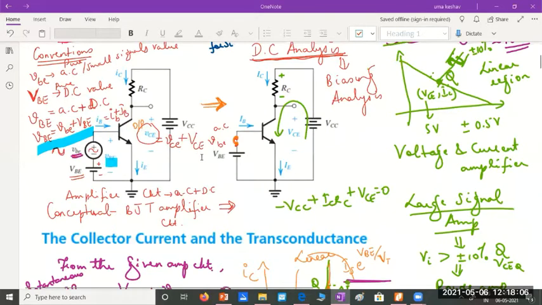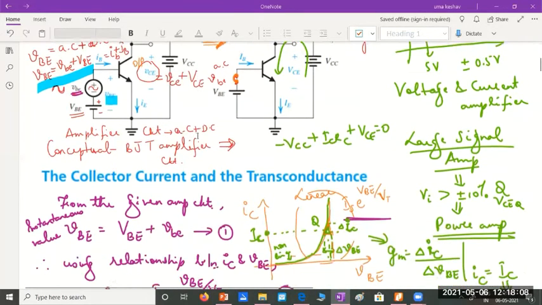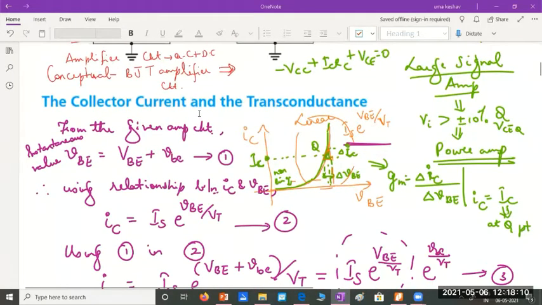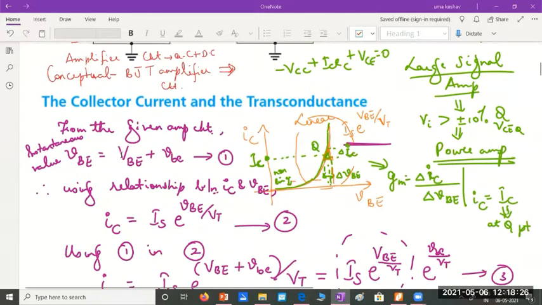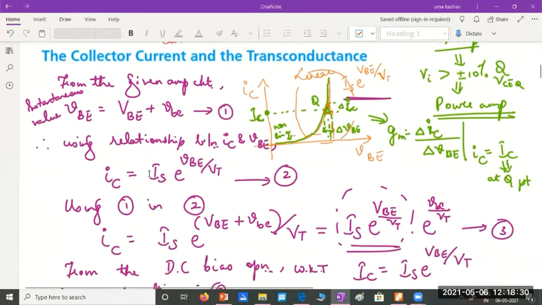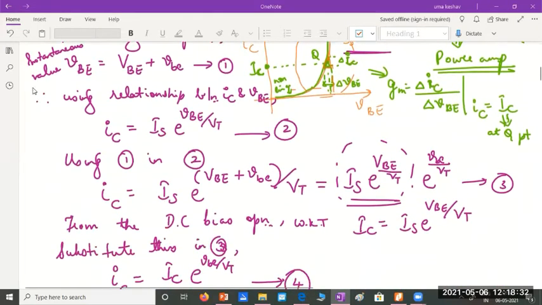And after completing DC analysis, we'll move to AC analysis. For AC analysis, I am considering this first circuit where all instantaneous values are there, the combined values. AC plus DC values are there. We'll take it and then separate the AC values. So first we found the collector current and transconductance. Remember the analysis. I had sent this also to you to practice.